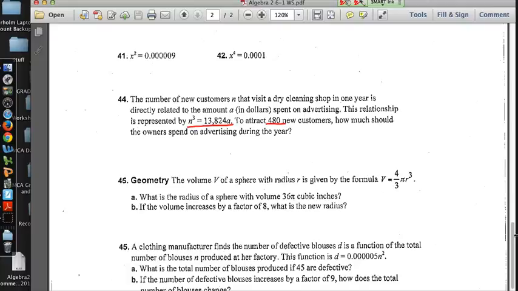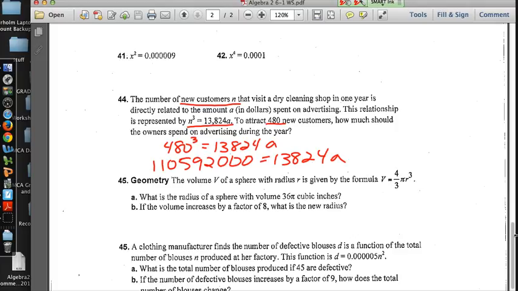So you have to figure out, where does that 480 go? Well, 480 stood for new customers, and it says here in the given information that new customers are N. So 480 cubed equals 13,824A. Then you punch in 480 cubed, and you don't like what you see because it's a huge number, 110,592,000.